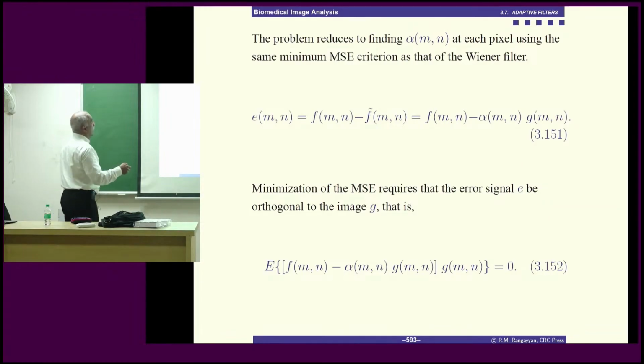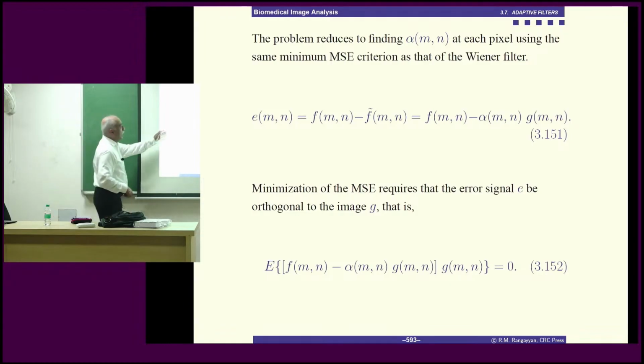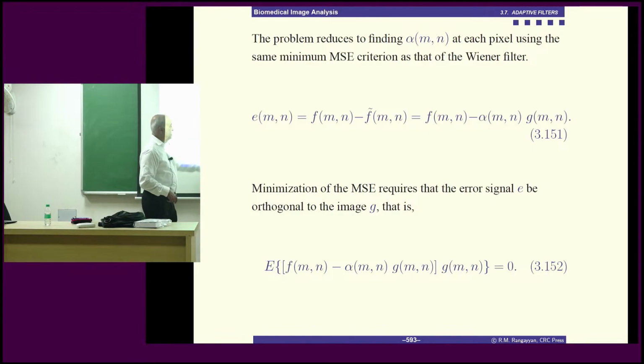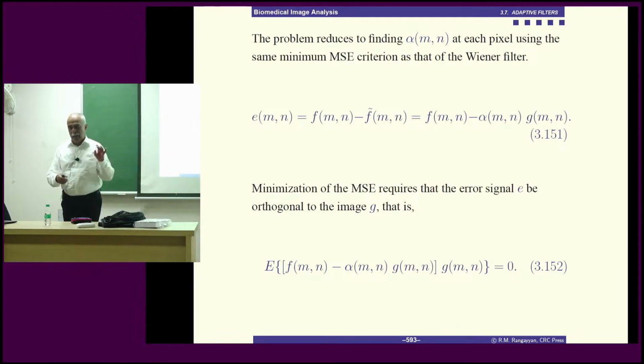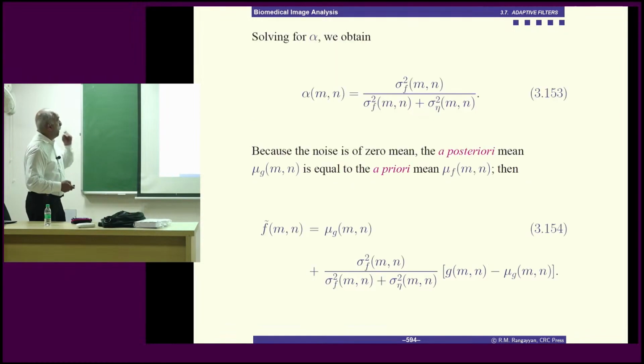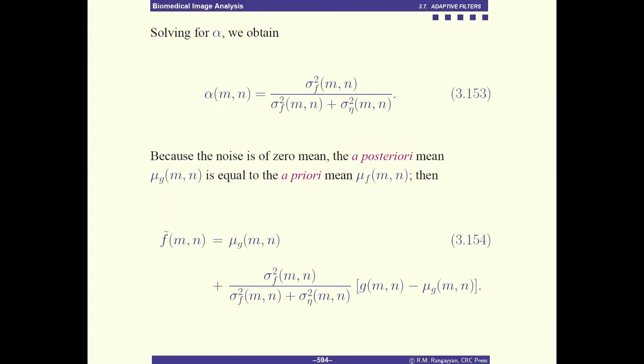So you want to find alpha mn at each pixel using some criterion, minimum mean squared error, for example, as in the Wiener filter, or something else, but they use the same. EMN is F minus F tilde, F minus alpha G, similar to what we have seen before. So minimization of mean squared error requires E to be orthogonal to the image. So expectation of F minus that times G should be equal to 0. That's the requirement imposed here. So then solving for alpha, you get this.